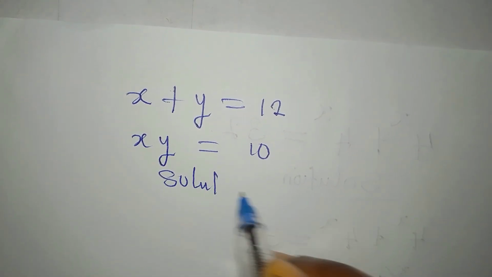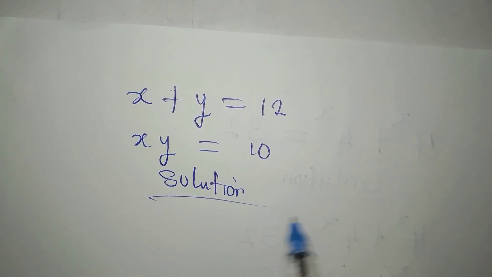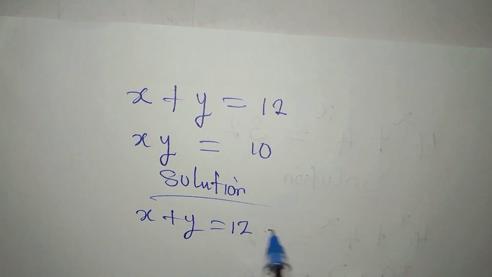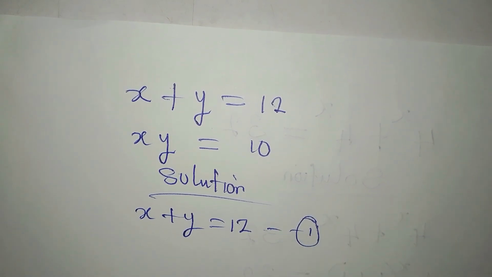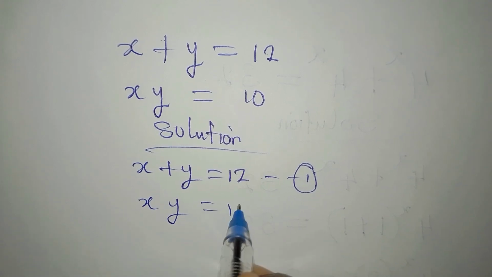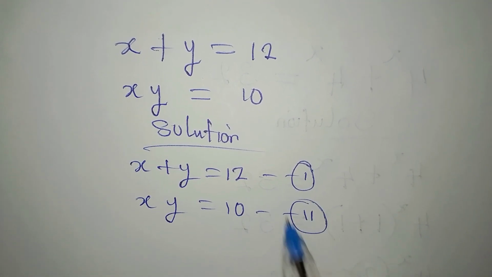Let's solve this equation simultaneously. x plus y is equal to 12 is our equation 1. And then xy is equal to 10 is our equation 2.